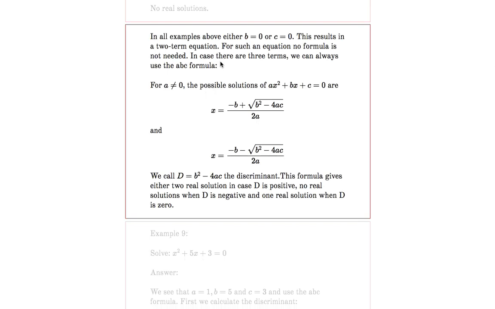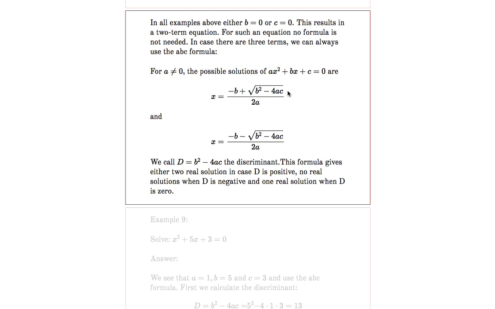So in both cases, we had either b is 0 or c is 0. So no linear term or no constant term. So then we don't have to use the general formula. But in case we have a linear term and a constant and a quadratic term, we can always use this formula, the ABC formula. So this just gives the answer to this equation.